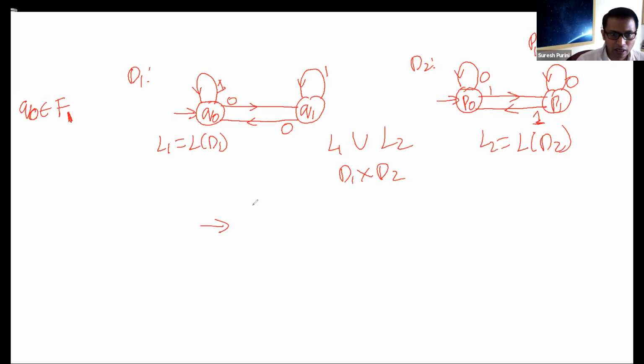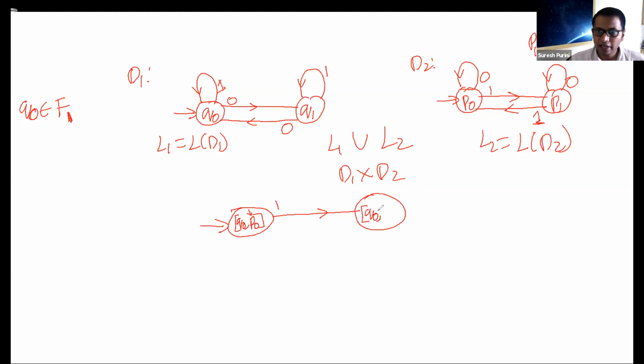The idea here is that you maintain a tuple. On the first coordinate of the tuple, you keep track of what is happening in the DFA D1, and on the second coordinate, you keep track of what is happening in the DFA D2. DFA D1 starts in initial state Q0 and DFA D2 starts in initial state P0. On seeing an input 1, D1 moves from state Q0 to state Q0, that is, it remains in the same state, whereas D2, which we are simulating on the second coordinate, moves from state P0 to P1.